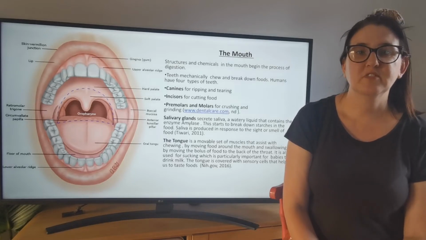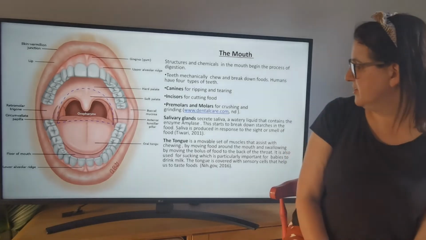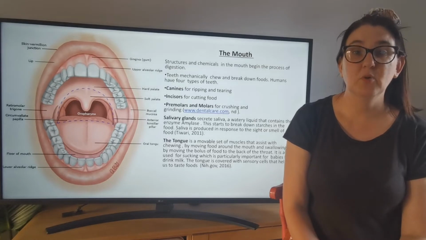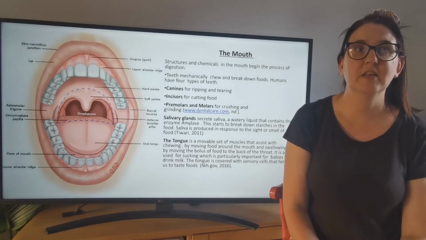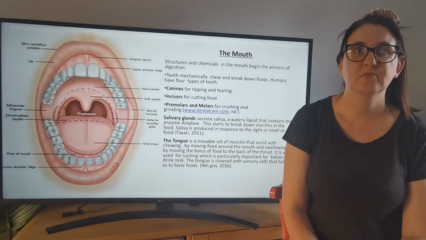Saliva is produced in response to the sight or smell of food. The tongue is a movable set of muscles that will assist with moving food around the mouth and swallowing by moving the bolus of food to the back of the throat. It is also used for sucking, which is particularly important for babies who drink milk. The tongue is covered with sensory cells that help us to taste food.